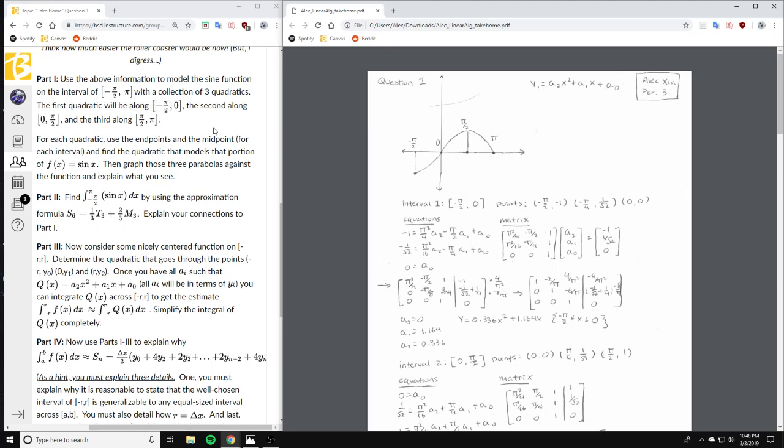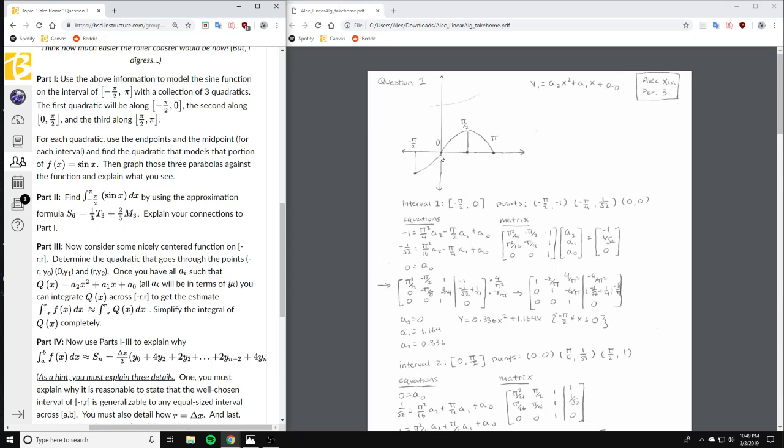So when I look at this question, the first thing I want to do is just graph it. From negative pi over 2 to pi, we put in our function f(x) = sine of x, and we graph it, and this is kind of what it looks like. So when we look at this, we want to break this down into 3 intervals because that's what it asks us to do. The first interval goes from negative pi over 2 to 0, which we need to find a quadratic equation that kind of represents it.